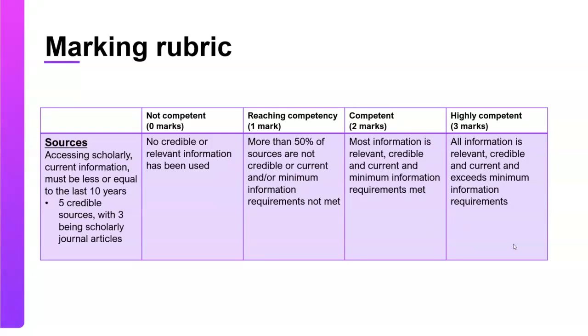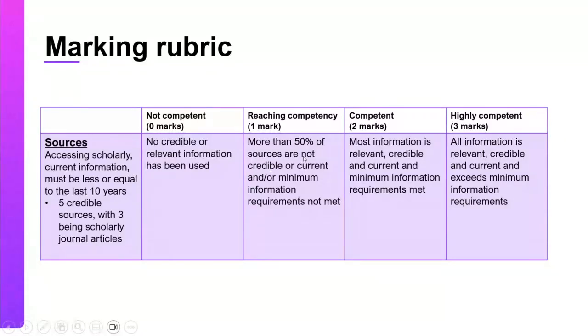This is a very basic version. So we've got a column down the left-hand side. That is the thing you are doing, basically. So in this assessment, sources is a factor, and accessing scholarly current information less than or equal to 10 years old needs to be at least 5 credible sources, with 3 being scholarly journal articles. So it tells me that if I don't provide any of this, there's no relevant information being used, I'm not going to get any marks for this part of the assessment.